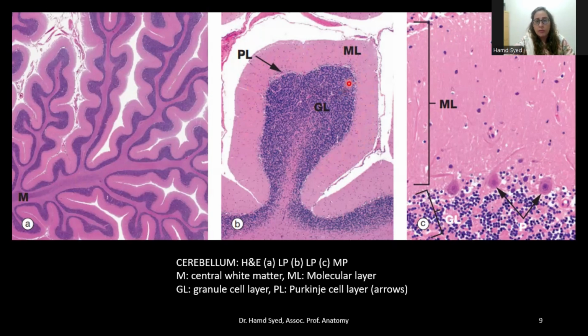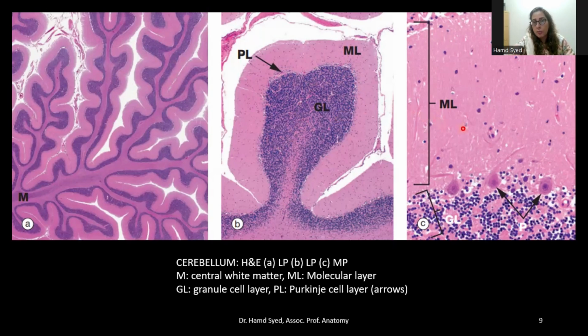Beneath that, we have the Purkinje cell layer, which is a layer of flask-shaped neurons in a single file. And beneath that, you can see the darker staining layer, which is actually the granule cell layer, and it appears darker because of the neurons which are densely packed together. And this gives the bluish appearance of the granule cell layer. This is the innermost part of the gray matter.